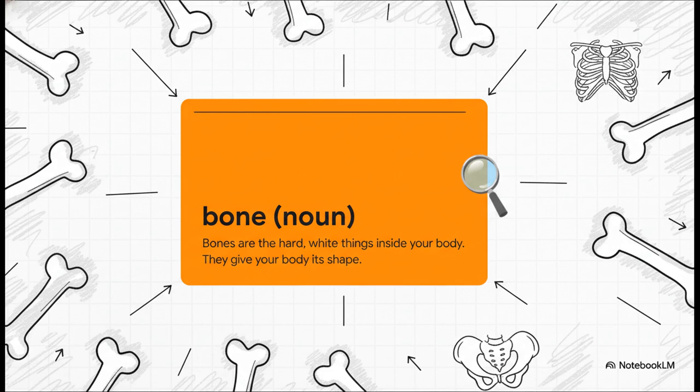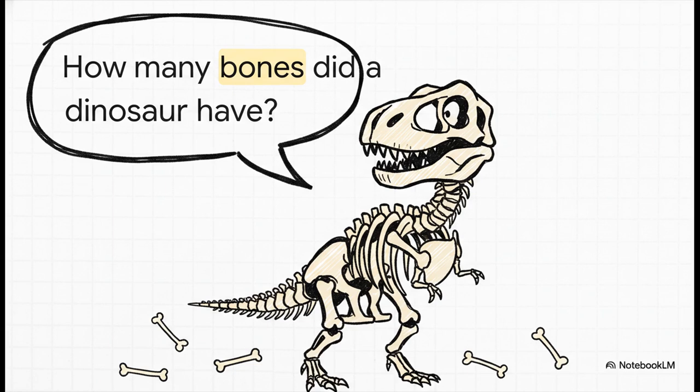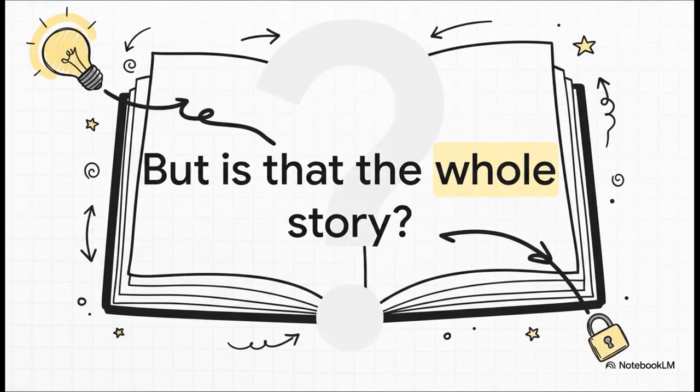It's totally straightforward. And the example sentence they give, how many bones did a dinosaur have? It just cements that idea perfectly. So far, so good. Everything is exactly as you'd expect. But what if that's only half the entry? What if this incredibly simple word has a second life that most of us just completely miss? Because this right here is where our little journey gets really interesting.